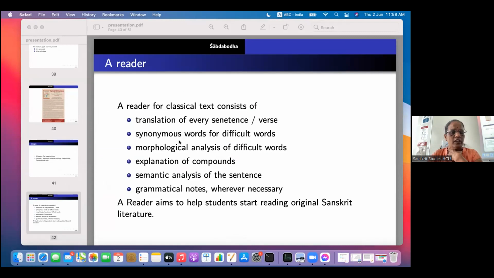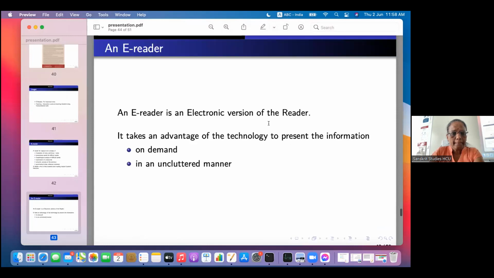Synonyms of difficult words are given from Amarakosha. Morphological analysis is there, not just for difficult words, but for all the words. Explanation of compounds is also given, manually at present. And complete semantic analysis, as we have shown, is available. And we also intend to provide grammatical notes whenever necessary. So we have this electronic version of the reader.